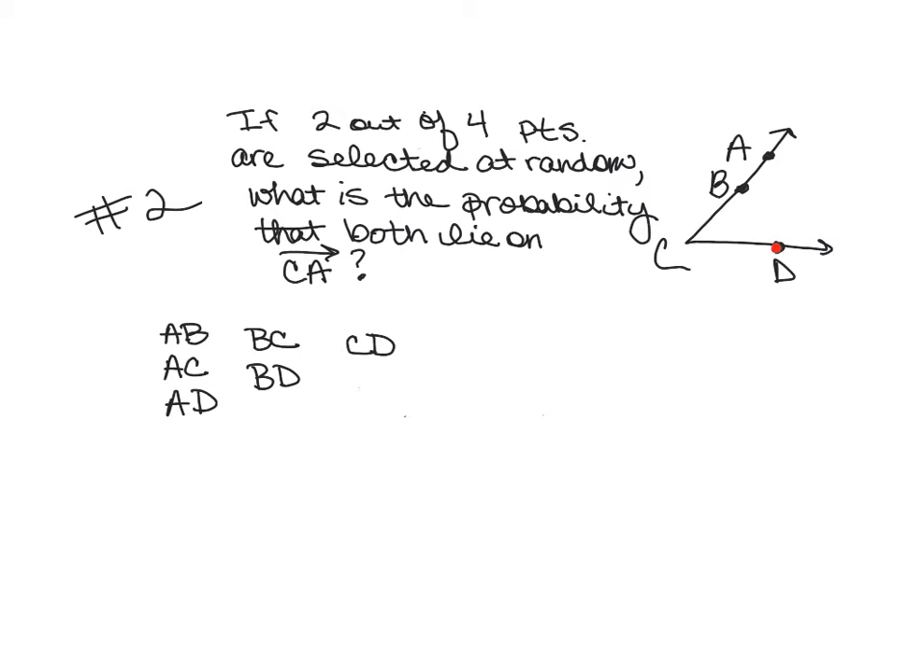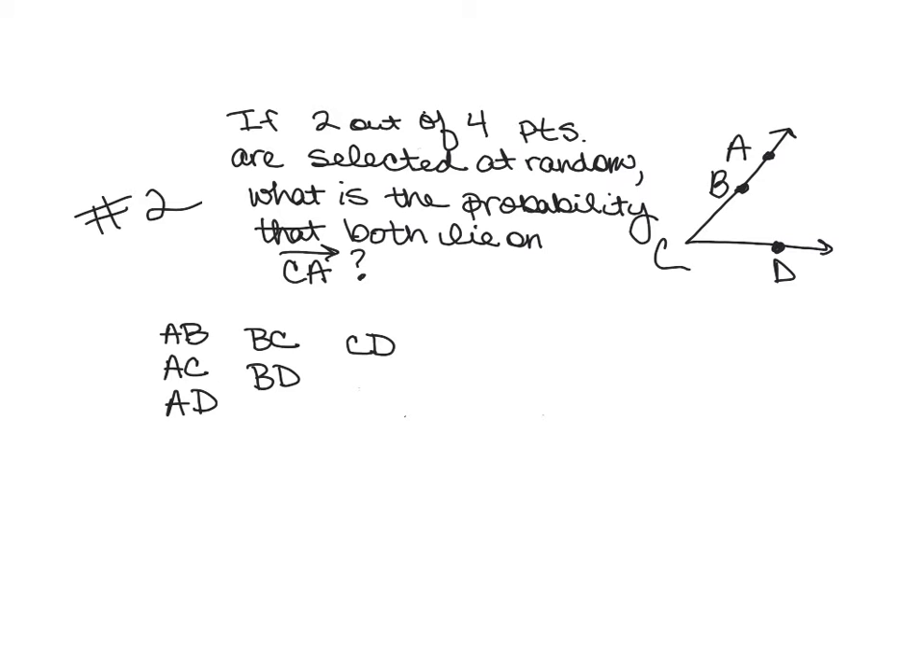Finally, point D. D could be with A. Oh, it's already written here. D could be with B. It's already written. As well as D can be with C, already written. So we have written all the possibilities. Now we need to circle which ones can be the winners.